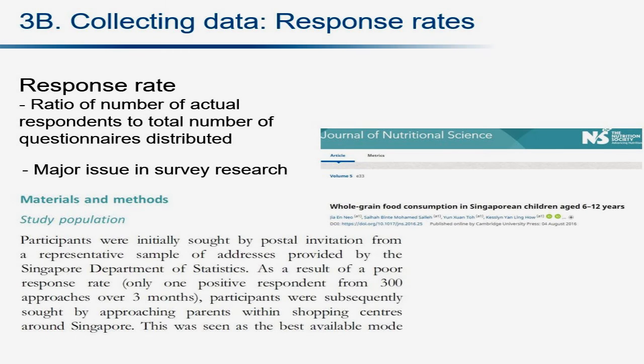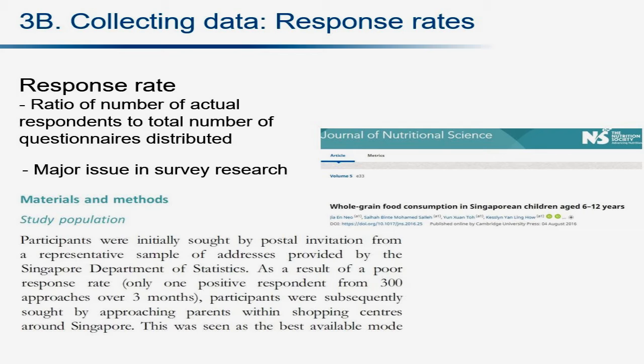Next part is response rate. It is the ratio of actual respondents to the number of questionnaires distributed. So if you give out 100 of the questionnaires, how many of that comes back to you? Yeah? So if 50 surveys come back, it's a 50% response rate. It's a major issue in survey research.